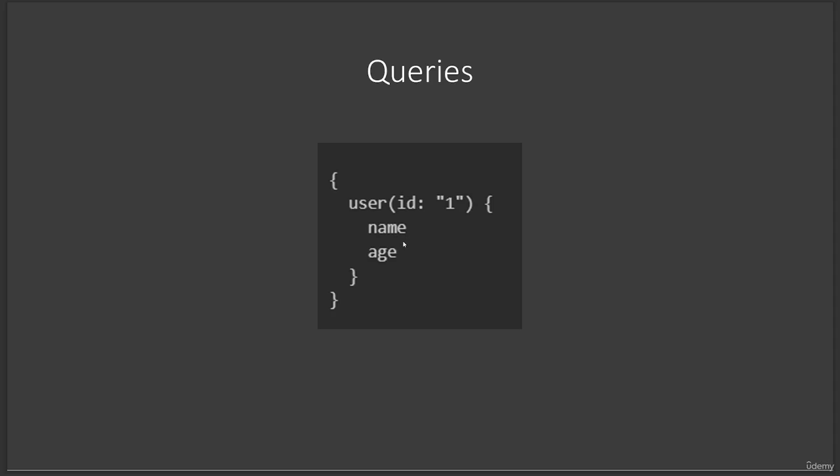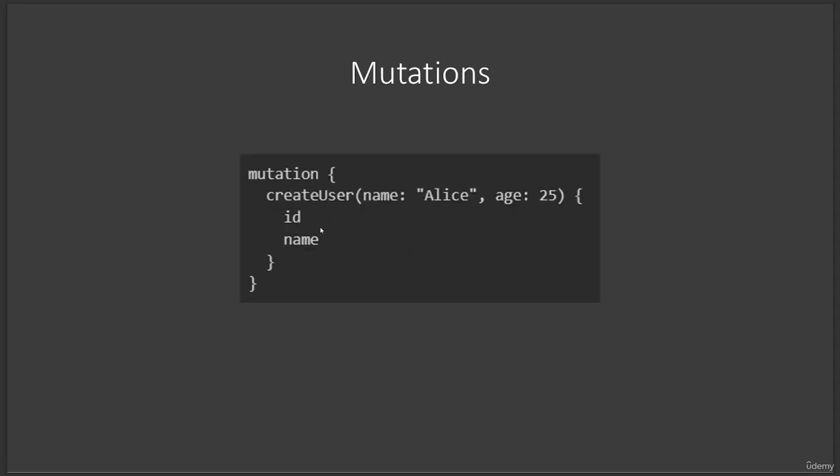Queries are great because they give full control to the client. You get exactly what you ask for. No more, no less. If queries are for reading data, mutations are for changing it. You use mutations to create new records, update existing ones, delete data. Here's a simple example. This sends a request to create a new user and asks the server to return their ID and name after it's done. Mutations work like queries, but they change something. They're the write operations in GraphQL.